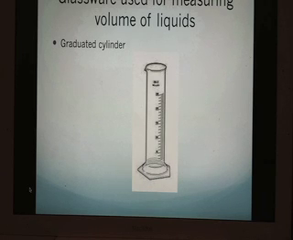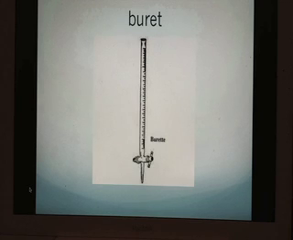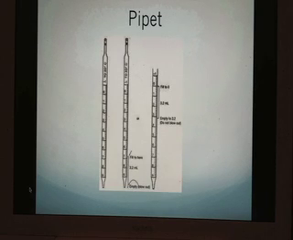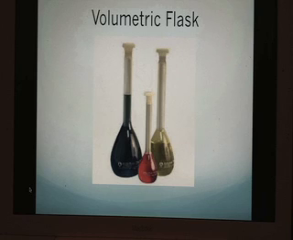Let's have a look at some glassware that we're going to be using to measure the volume of liquids. Here's a graduated cylinder. I want you to recognize this piece of glassware as a graduated cylinder. This is a burette. We'll be using these later in the year. It's the most precise piece of equipment that we'll be using to measure volume. And these are pipettes, and I know in biology you used pipettes, and we'll continue to use them here in chemistry class. These are called volumetric flasks. They're really good for making up solutions.